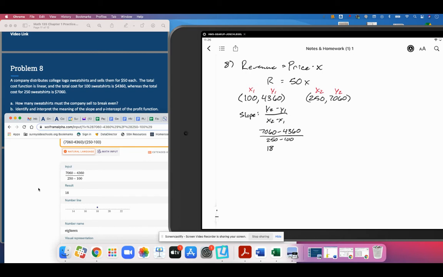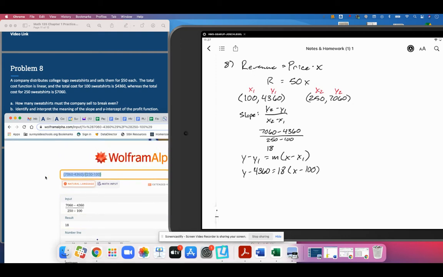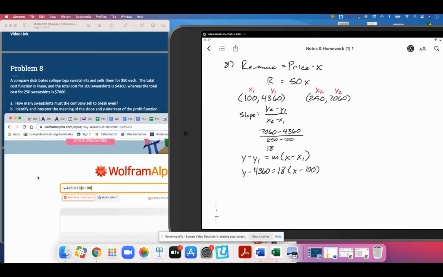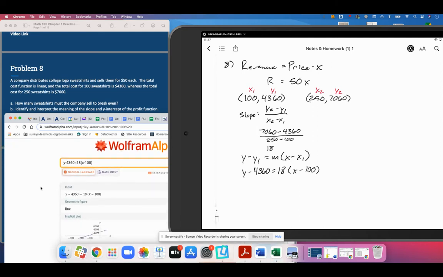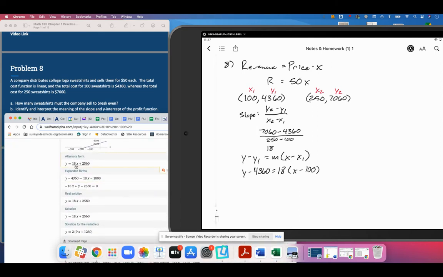So now our point slope form, y minus y1 is equal to m times x minus x1. And we get y minus y1 is 43.60 is equal to our slope, which is 18, times x minus x1, which is 100. And so we do want to go ahead and get the alternative form of that because we prefer that. Y minus 43.60 is equal to 18 times x minus 100. And from Wolfram, we get the alternate form right here of y equals 18x plus 25.60.